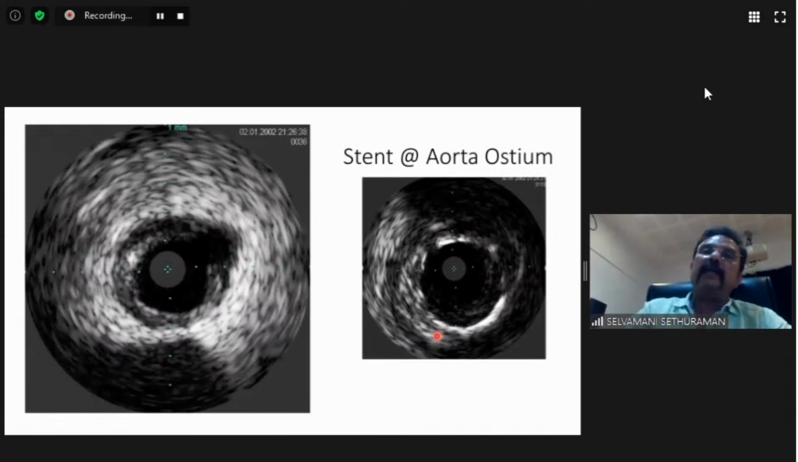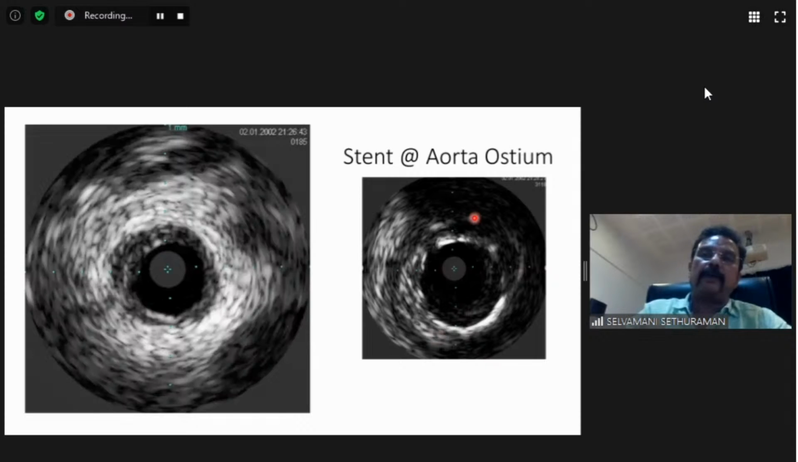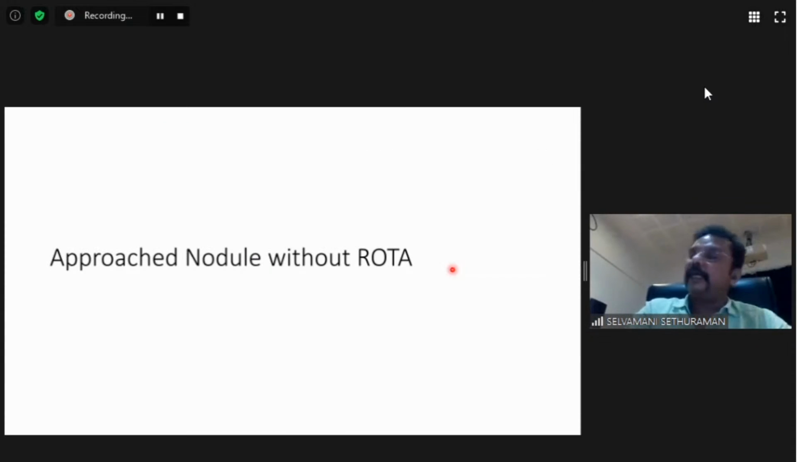And this is the beginning. Probably when you are not sure, you want to see the ostium of the left main, you can use this. Otherwise, there is no need of this. You get familiar with OCT itself.